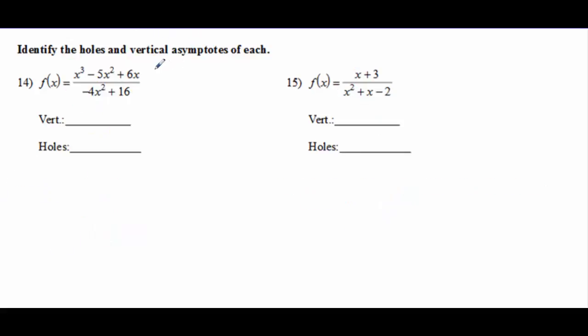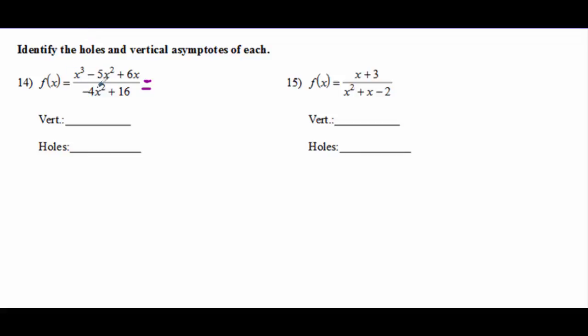Identify the holes and vertical asymptotes. We need to factor the top and bottom for this, because holes happen where we cancel, and vertical asymptotes happen on the bottom with things that we haven't canceled out.